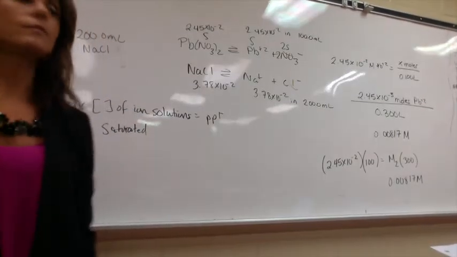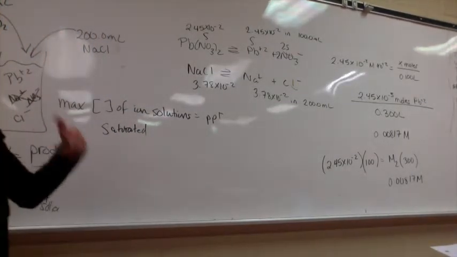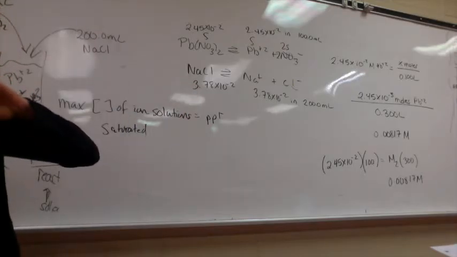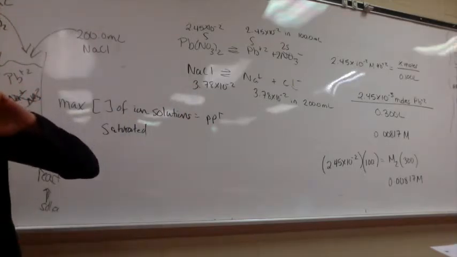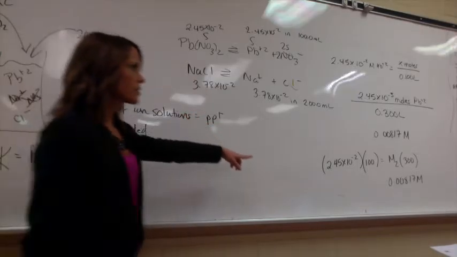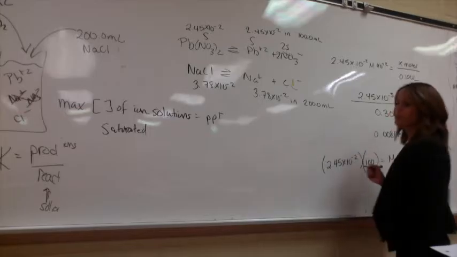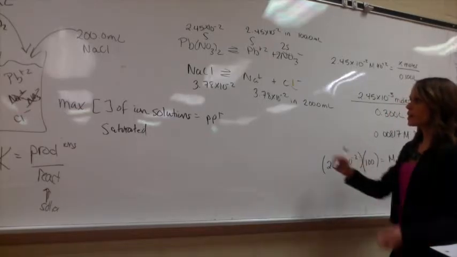Why did you write NaCl in there? Because we have to do that for the next one. I'm mixing two things, and the precipitate that I'm looking to form is lead 2 chloride. So I've just figured out this is the concentration of lead that's going to be sitting in that beaker, right? So now I'm going to find chloride.